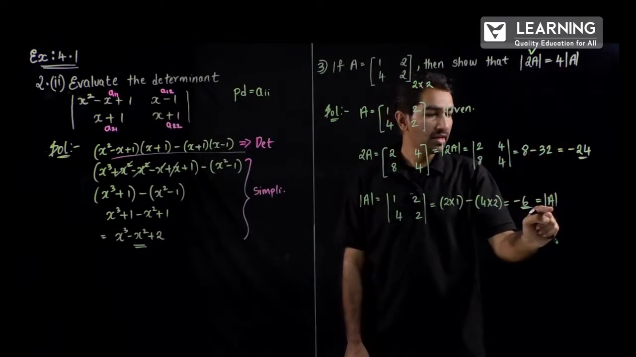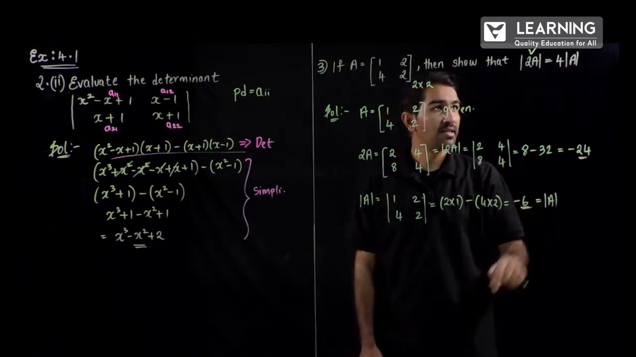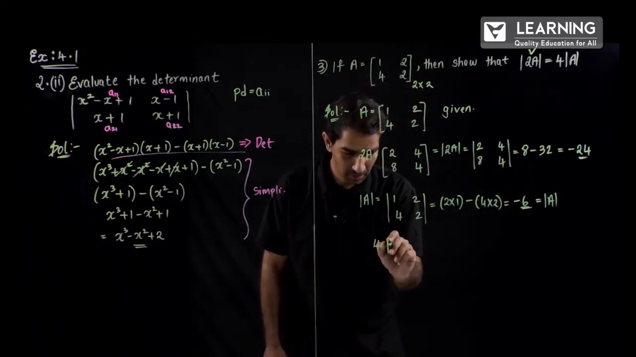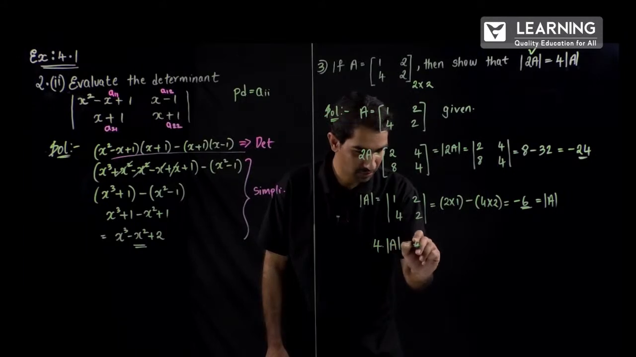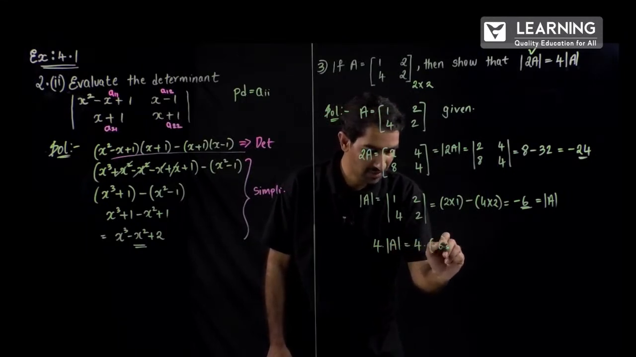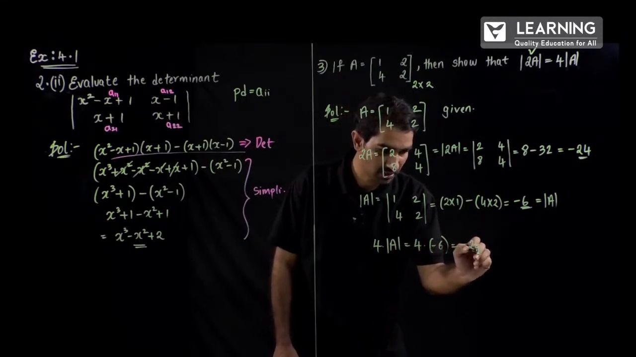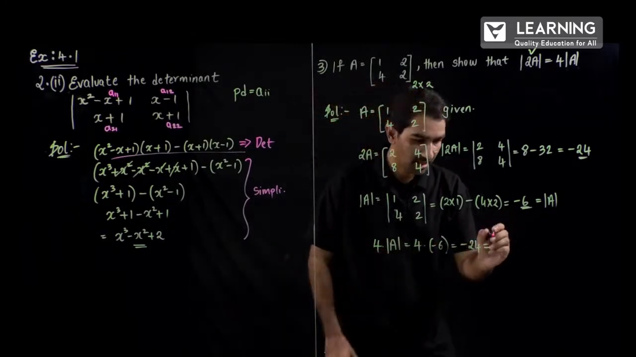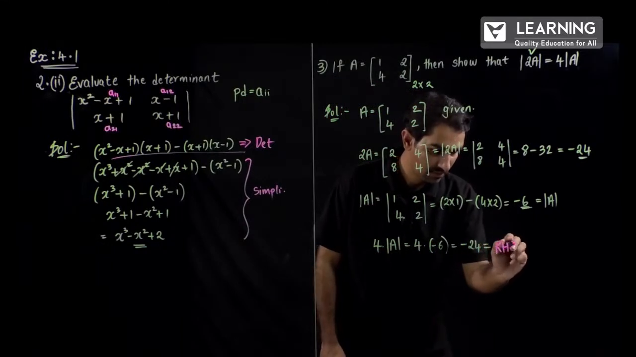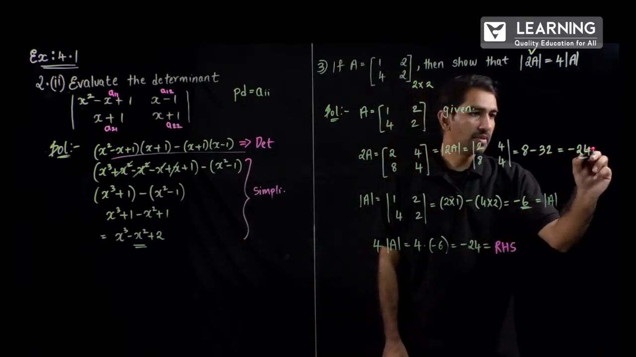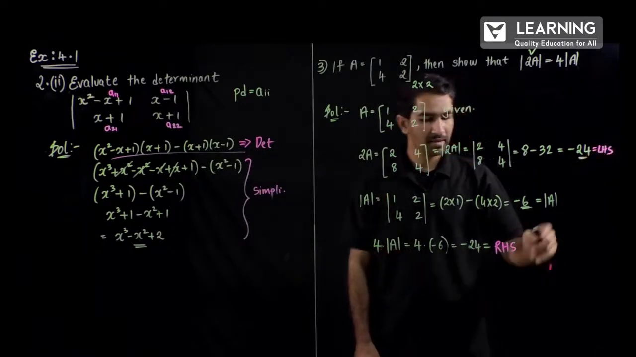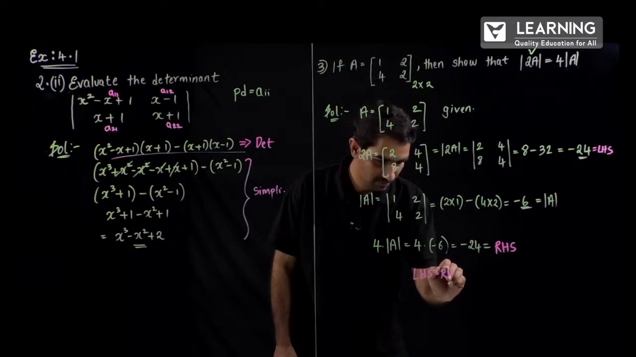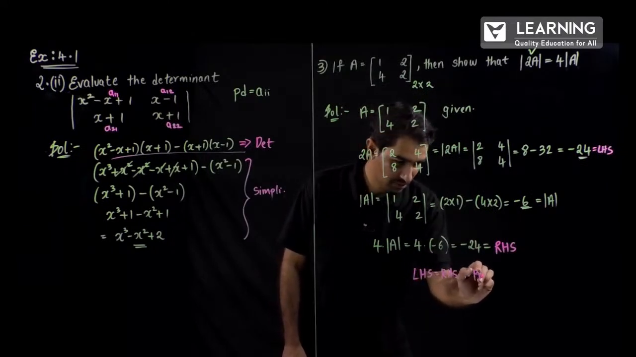What is the determinant of A? We got it as 6. Now 4 into determinant of A, which is equal to 4 into minus 6, which is equal to minus 24. This would be our RHS, and this will be our LHS. LHS is equal to RHS. Therefore, proved.